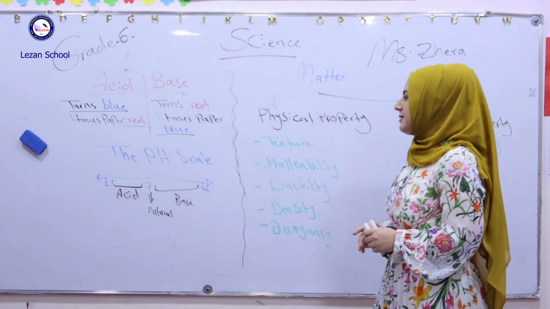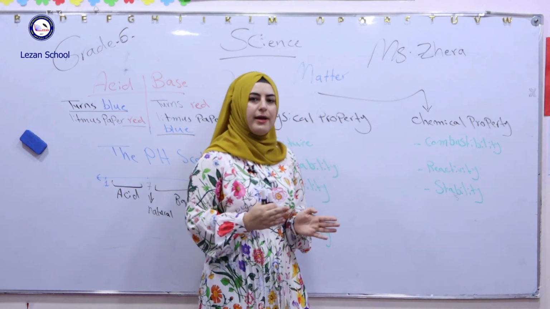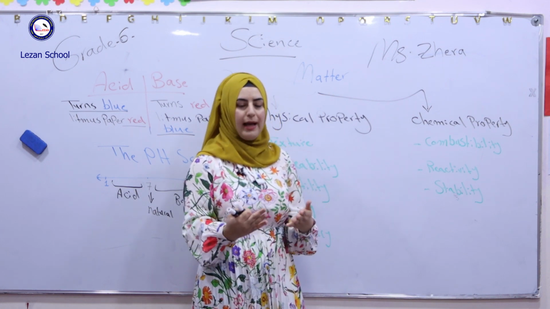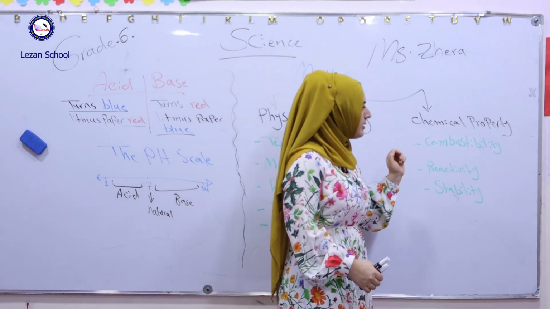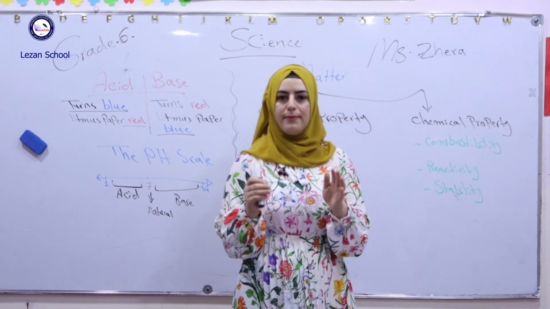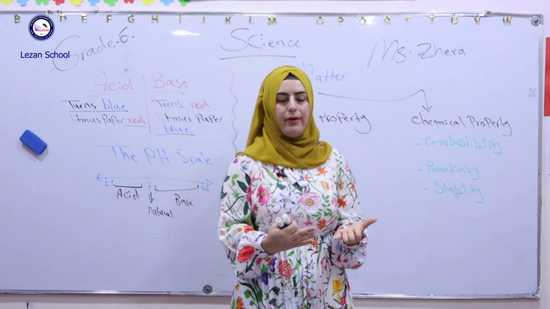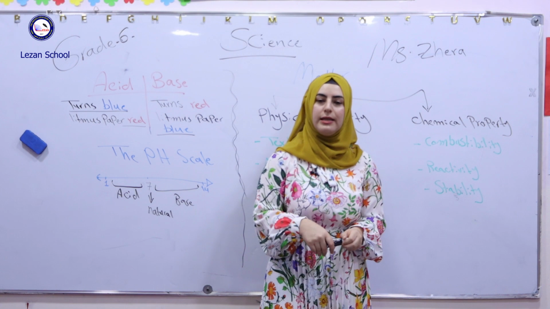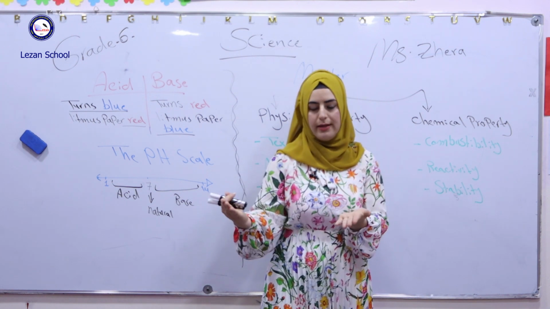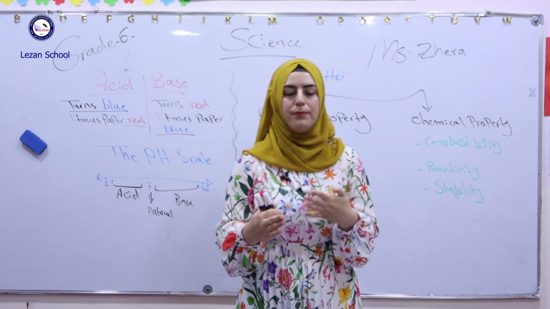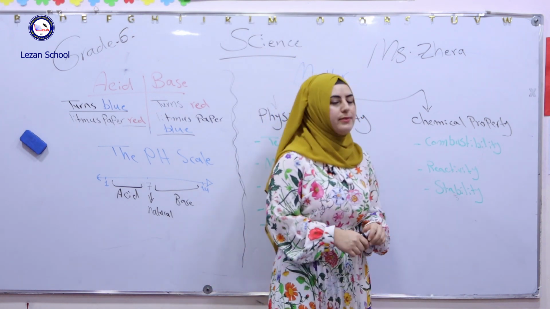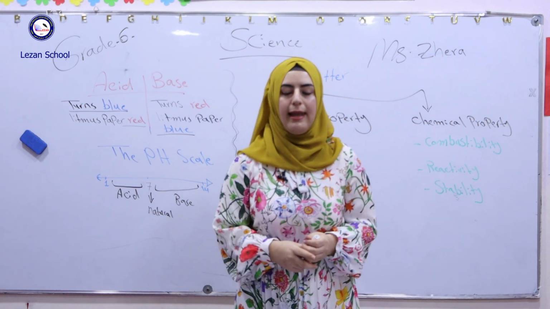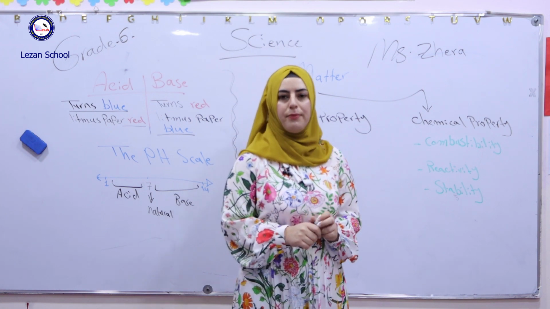We will go to chemical properties. A chemical property is a property of matter that has the ability to change it to a new substance, to a new matter. Like combustibility, it means the matter has the ability to be burned, like wood or paper. And reactivity is the ability to react with another substance. For example, iron will react with oxygen producing rust. And stability means the matter or object has the ability to be stable, like helium. This is a kind of property.